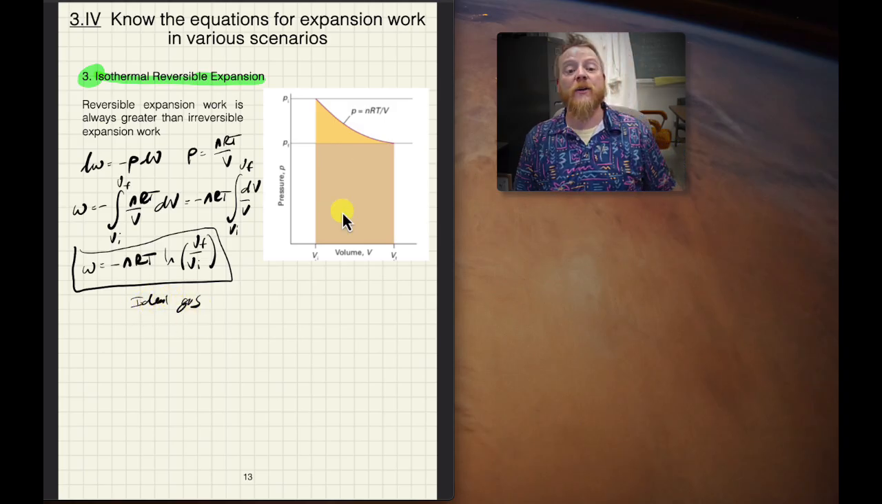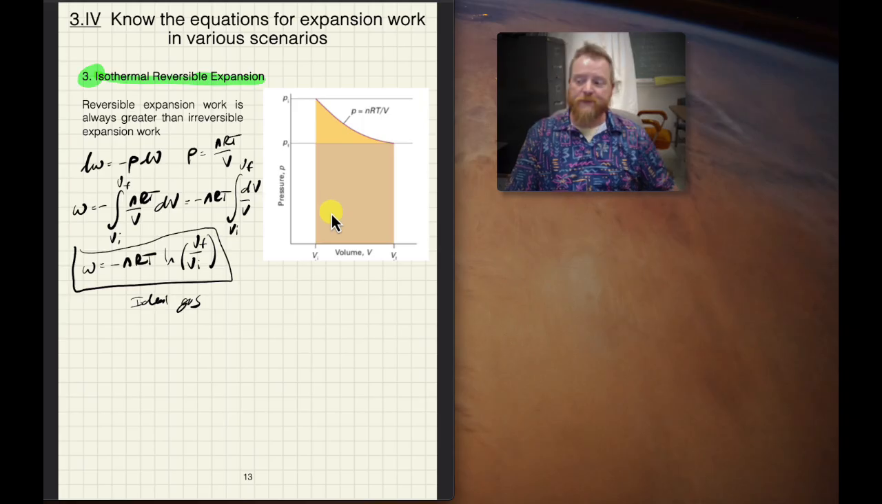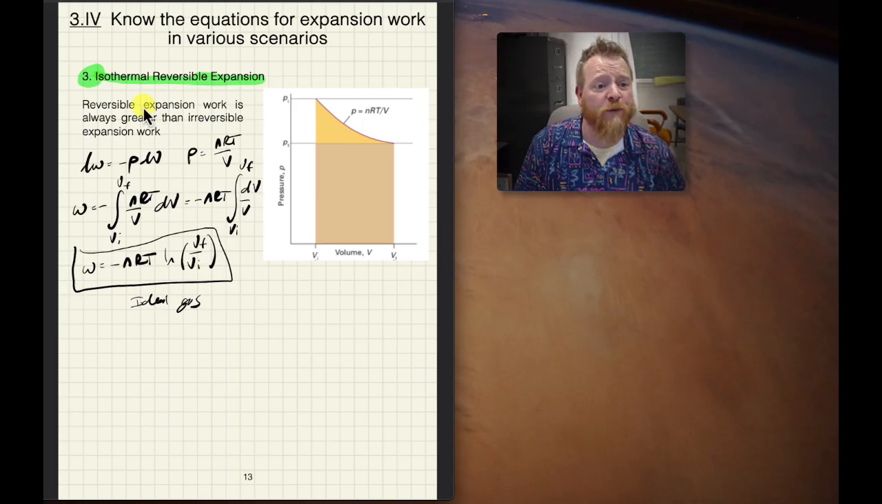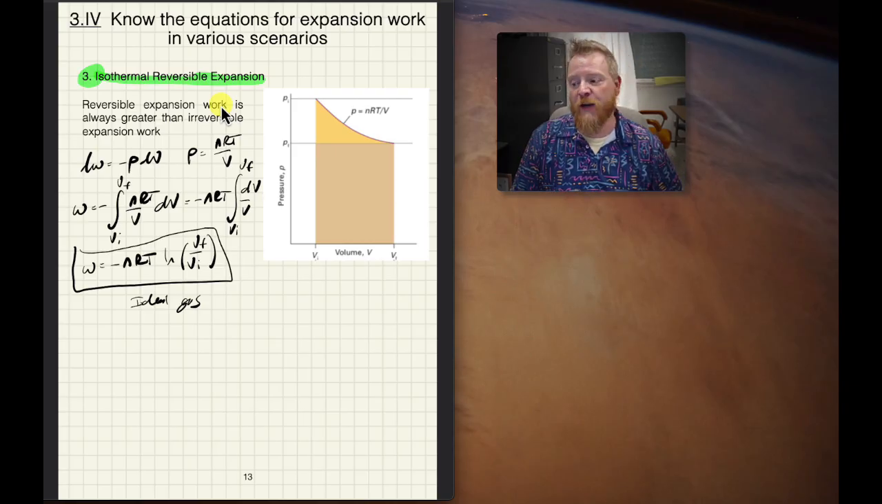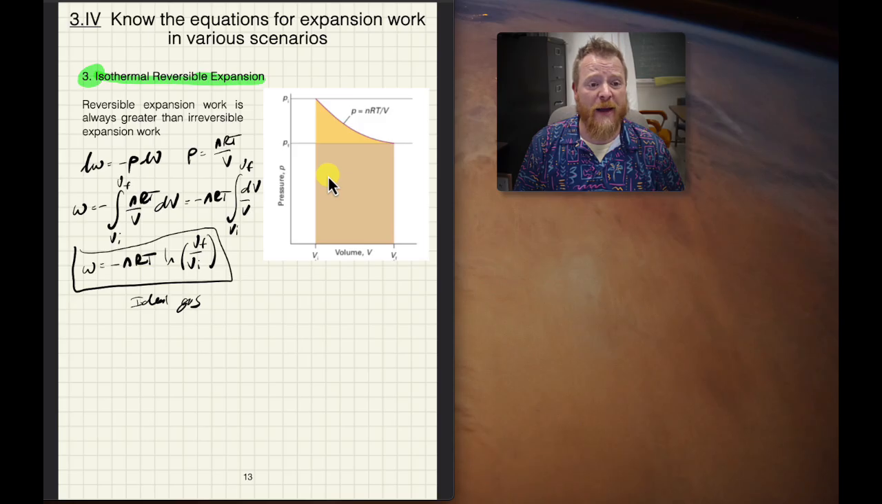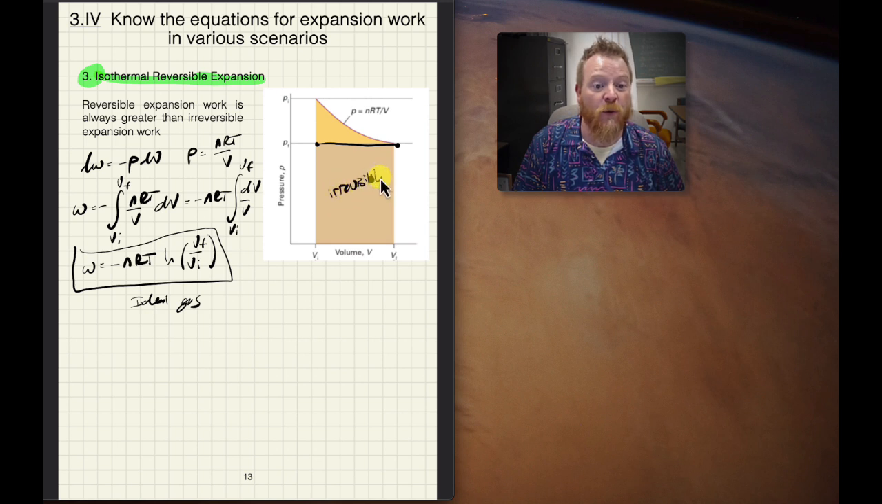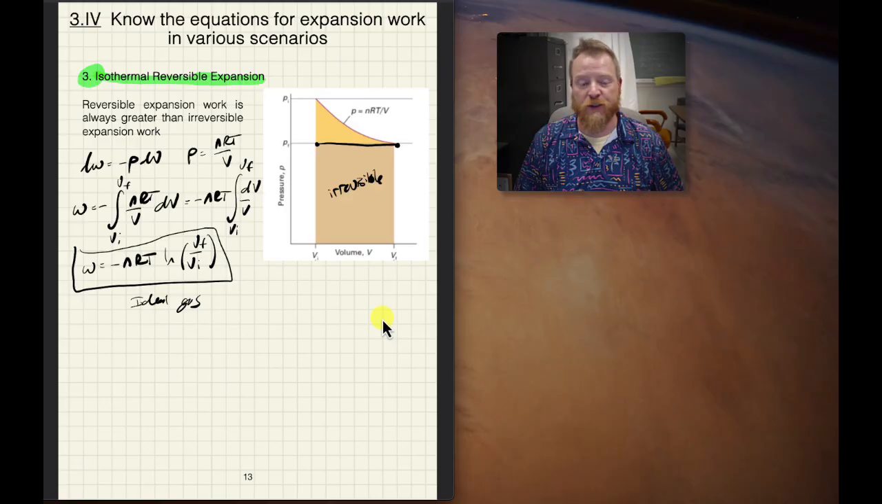Okay, so now you might notice this picture that we have right here. And I want to note here that reversible expansion work is always greater than the irreversible. And we can see that graphically right here. So if we look back to that same example where we had constant external pressure, right? The pressure didn't change from the initial volume to the final volume. So this region right here gives me the irreversible work, just like we drew in that last picture.